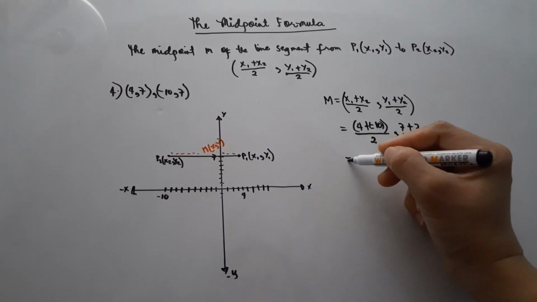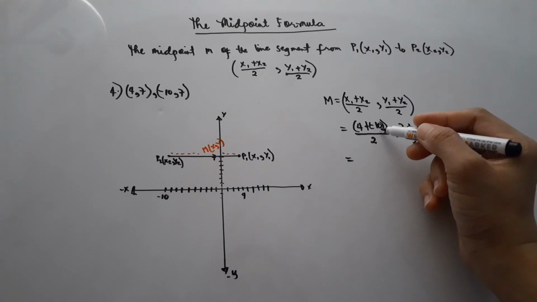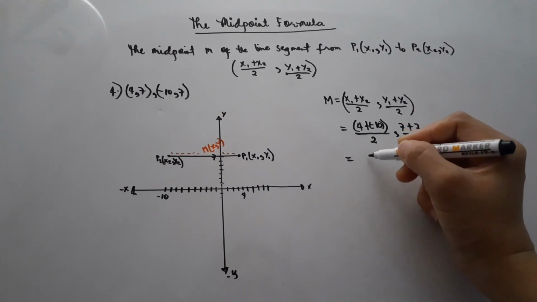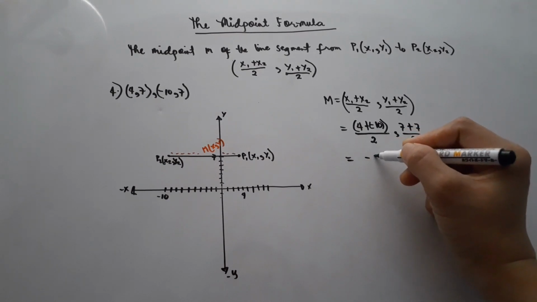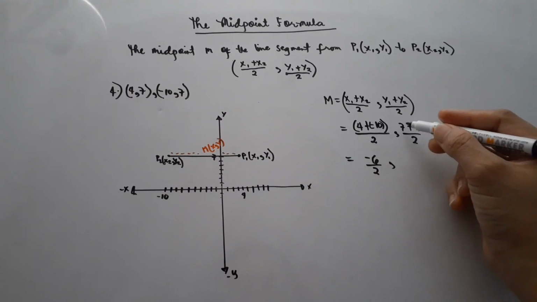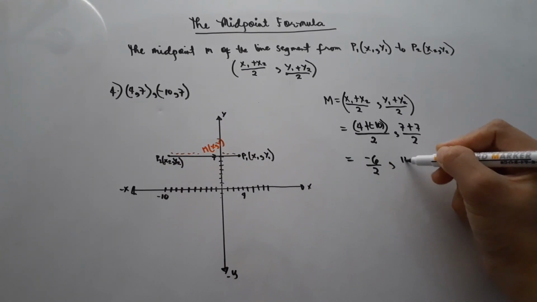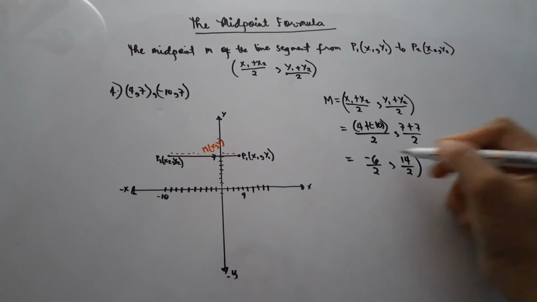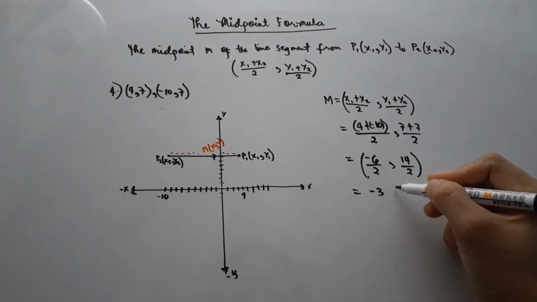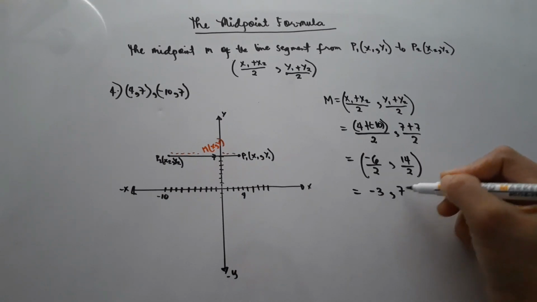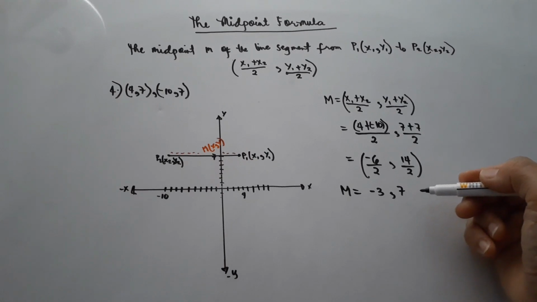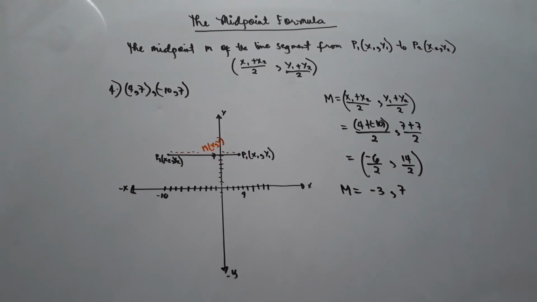And then we have 4, positive times negative is negative, so we have negative 6 divided by 2, and 7 plus 7 is equal to 14 divided by 2. So we have negative 6 divided by 2 is negative 3, and 14 divided by 2 is equal to 7. So this is our midpoint. And then we can put it in the graph.